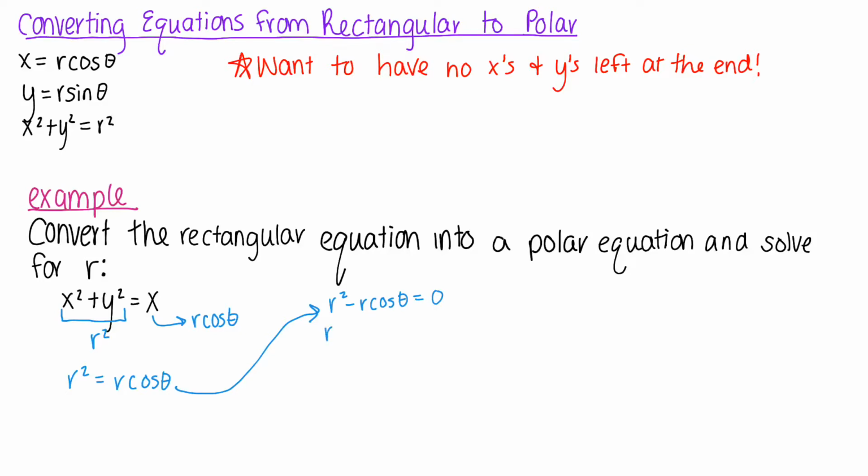I can now pull an r out, and I get r times r minus cosine theta is equal to 0, which gives me two equations. Either r is equal to 0 or r minus cosine theta is equal to 0, which we could add cosine theta to the other side and get r equals cosine theta. Now, you're going to get r equals 0 as an answer a lot. We don't include this answer because it is included in here, because cosine theta becomes 0 at times. So we don't need to include r equals 0. It's just an irrelevant answer, and this would be the only one that's relevant, because this one already includes this guy.